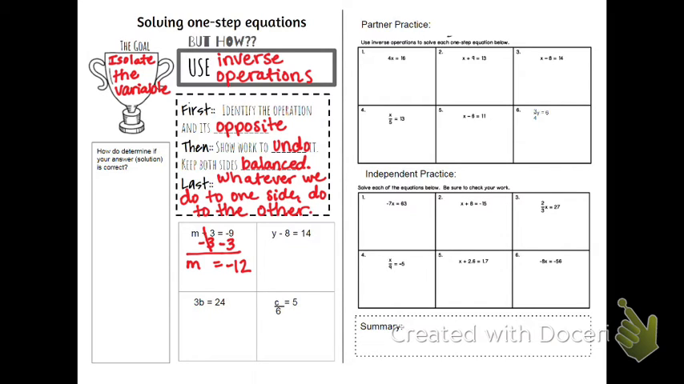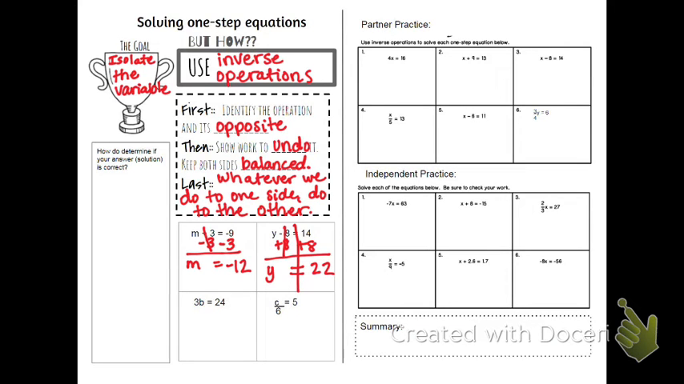Here's a subtraction one. We have y minus 8 equals 14. So what am I doing to y? What is happening to my variable? I'm subtracting 8. So what's the opposite of subtracting 8? Adding 8. We have to add 8 to both sides here. We can draw a line and make it separated here. Negative 8 plus 8 gives me 0. I'm left with y equals 14 plus 8 is 22.